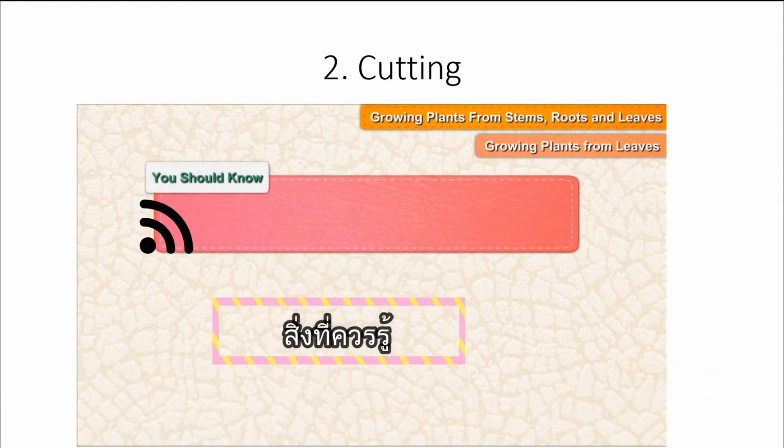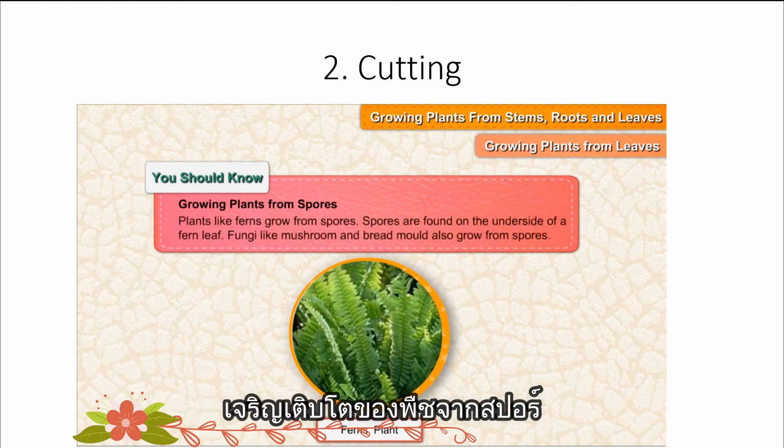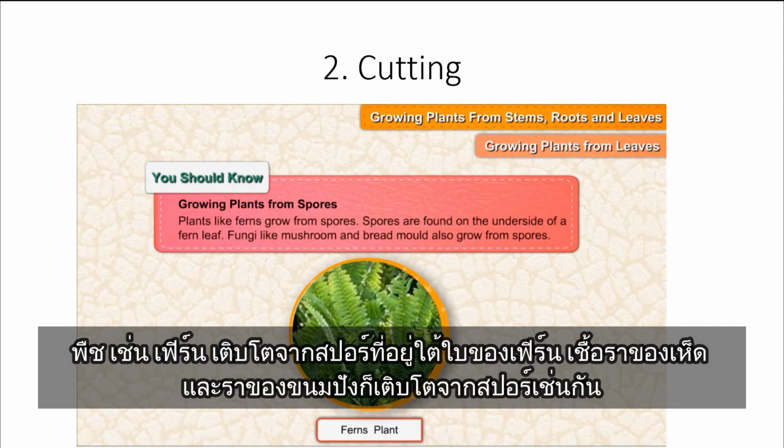You should know: growing plants from spores. Plants like ferns grow from spores. Spores are found on the underside of a fern leaf. Fungi like mushroom and bread mold also grow from spores.